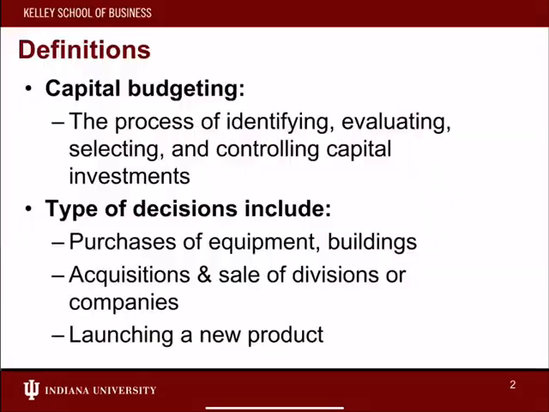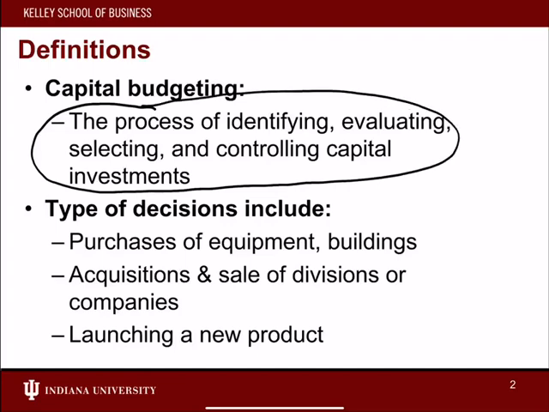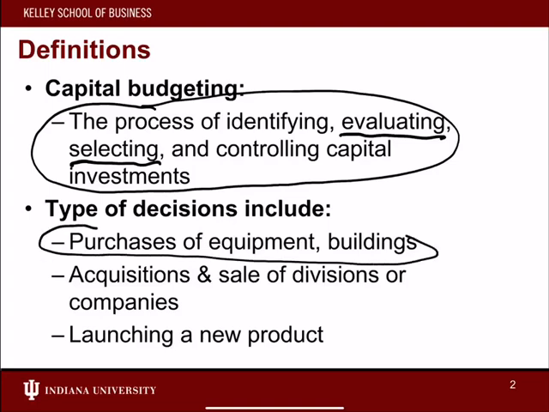So, let's get started. In general, capital budgeting is the process of identifying, evaluating, selecting, and controlling capital investments. What we're really going to focus on in our lectures are evaluating and selecting capital investments. So, what are capital investments? Well, it's what you think. It's the purchase of PP&E. So we need to buy some new equipment.